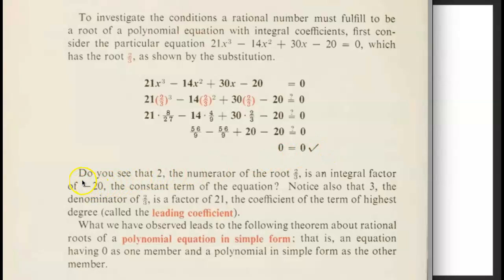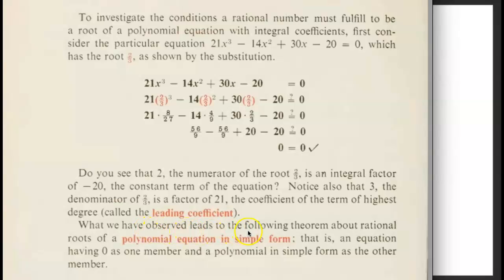Okay, here's what they then say. Do you see that 2, the numerator of the root 2/3, is an integral factor of -20, the constant term of the equation? Okay, so is it an integer factor? Yeah, it is. You factor 20 and 2 times 10, right? Notice also that 3, the denominator of 2/3, is a factor of 21. Wait, what? 21? Well, that's the coefficient of the term of highest degree, the leading coefficient, right? So the 21 right here, 3 times 7 is 21.